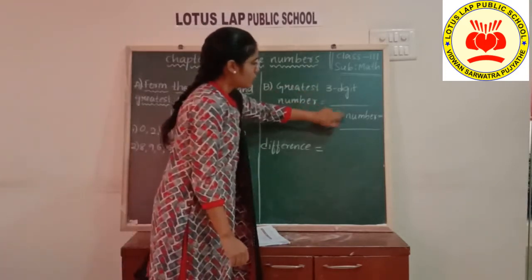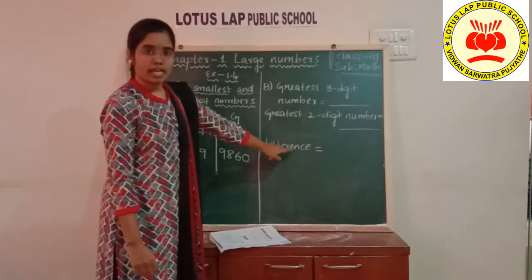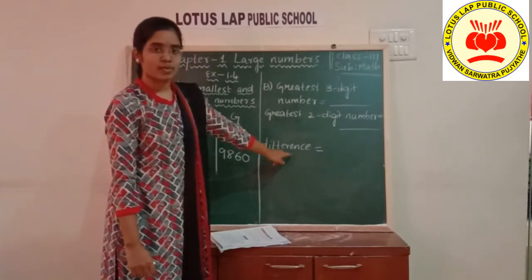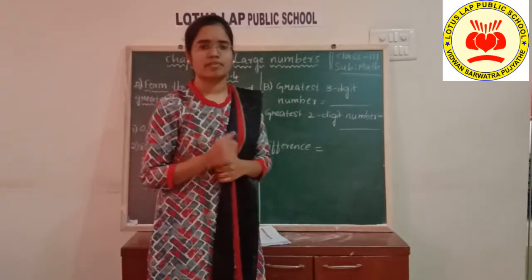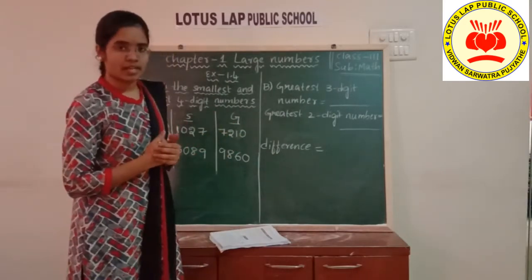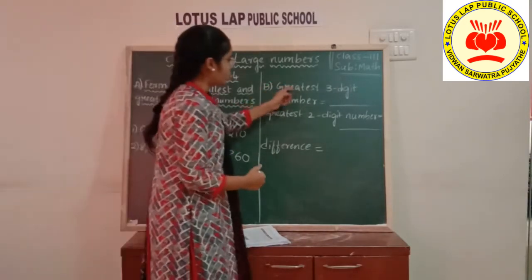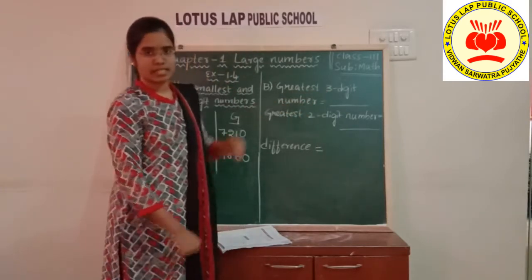First you need to answer these 2 blanks and then after that you need to find the difference. As you know, what is difference? What is difference, children? Addition or subtraction? What will you be doing to get the difference? Yes, definitely we need to do subtraction. Okay. First we need to write what is the greatest 3-digit number. What is the greatest 3-digit number, children?